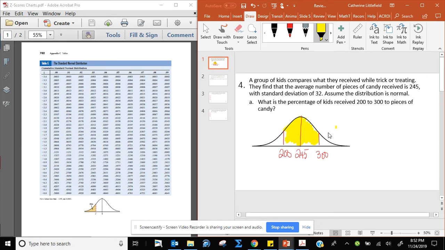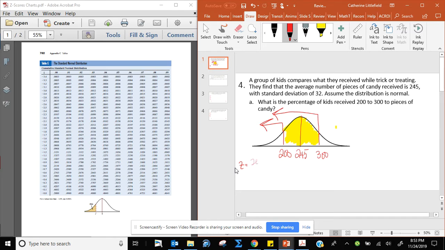So when we find the z-score and look up those percents in our purple chart, notice here that it only gives you the area to the left of the z or the value. So that means that we're going to have to find the z-score for both 200 and 300, look up those values on the purple chart over here on our left, and then we're going to have to subtract the percent from this guy from this guy. So let's first find the z-scores for 200 and 300.